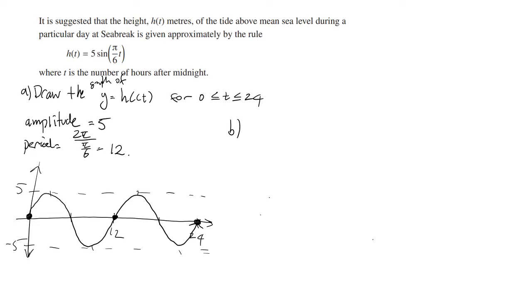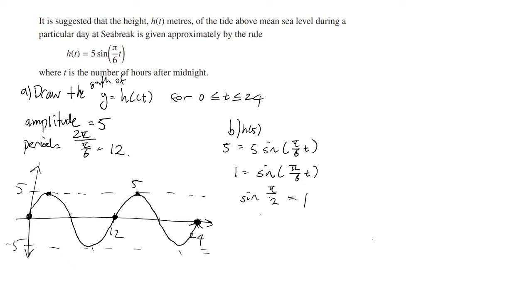Let's do part B. When was the high tide? Okay, now it's asking us to find when was the high tide. So we look at the maximum of the sine graph. Now obviously the maximum is 5 because that's the amplitude. Okay. So we substitute h equals 5. So it's saying 5 equals 5 sine pi over 6 t. That's 1 equals sine pi over 6 t. And we know that sine pi over 2 is equal to 1. Right?